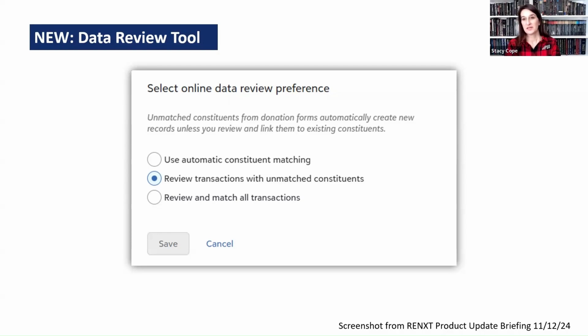And so if Susie Q goes on and makes a gift, but she's the spouse on her husband Dan Q's record, right? Like you know them, right? You can go find them and link it so that you don't have these duplicate records created.